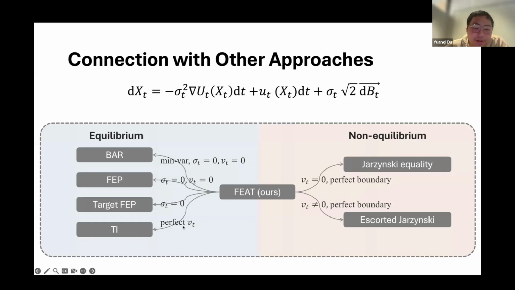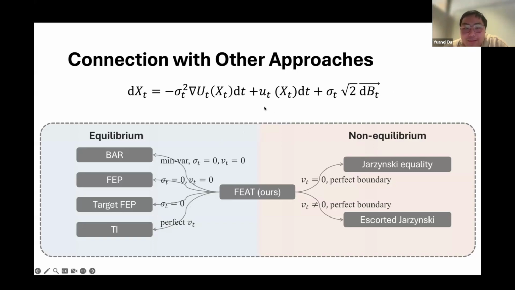And with thermodynamic integration, that's interesting because when you learn this perfect UT, that means each time marginal induced by this SDE has an invariant density that comes from UT, from the energy. Because it's a non-linear process but induces equilibrium marginals, that also recovers thermodynamic integration.